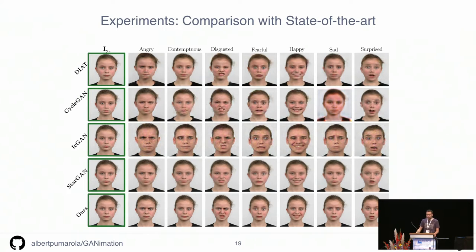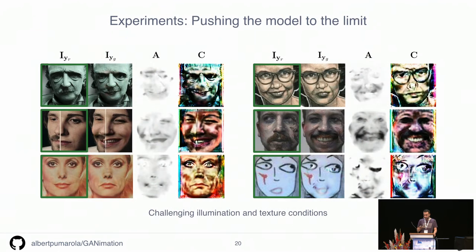Here we present a comparison with the state of the art. Although our model was not designed to generate emotions out of a discrete set of categories, we can still do it because we know exactly what action units, or which muscles, we should contract in order to express an emotion. Notice that our results on the bottom show that our images are sharper than previous methods.